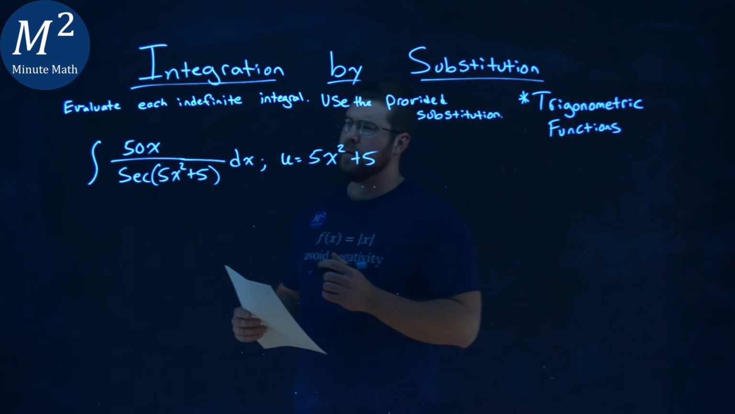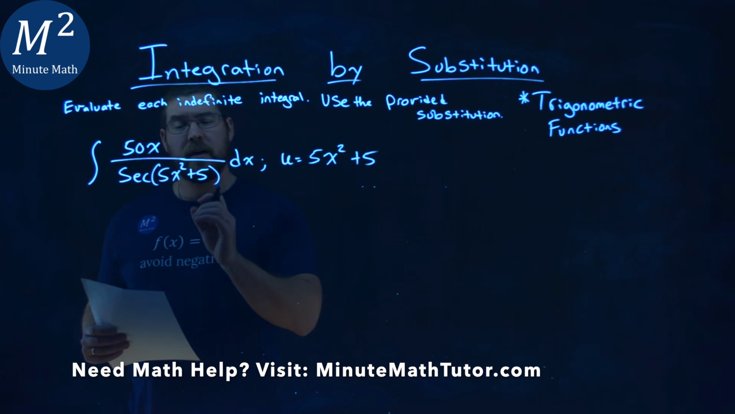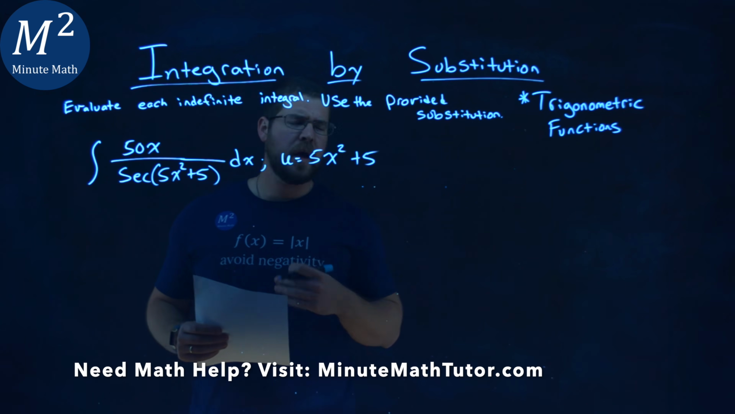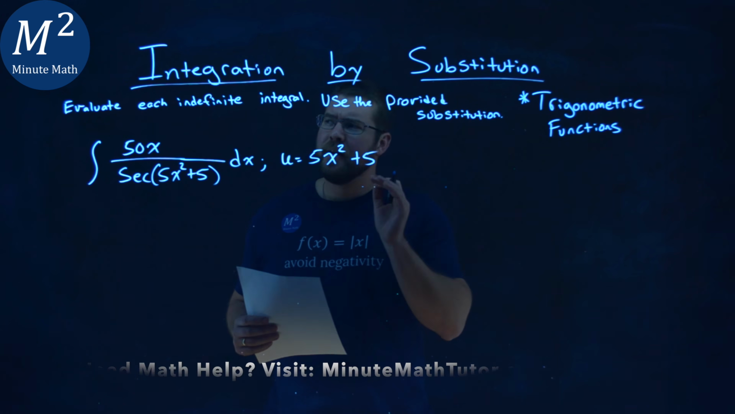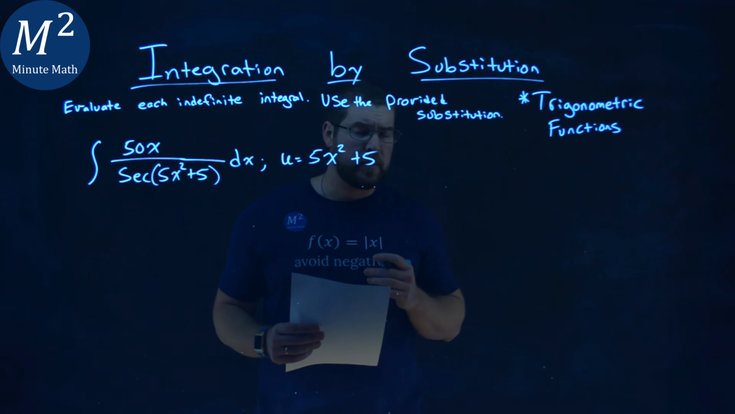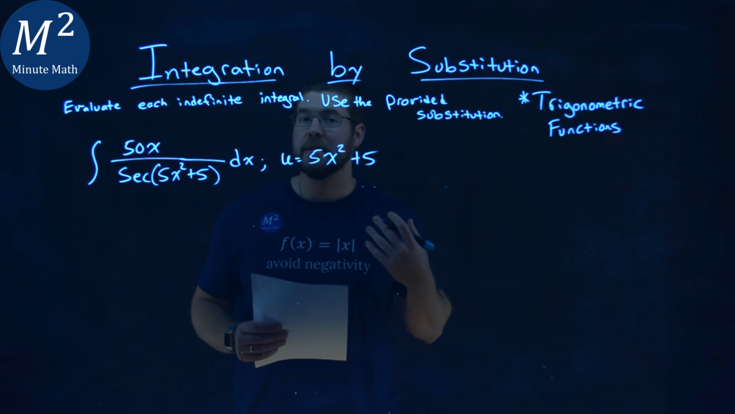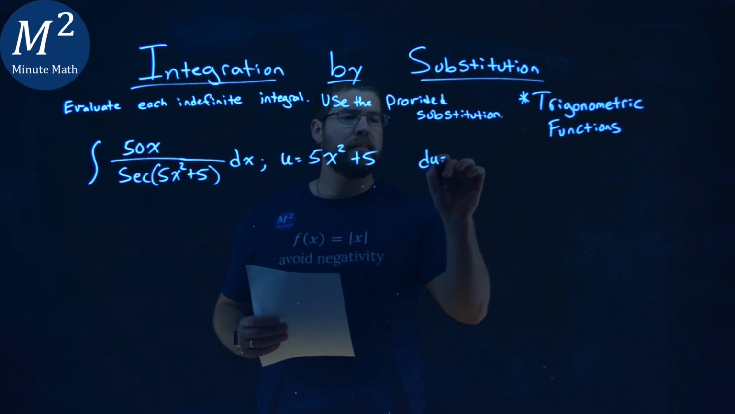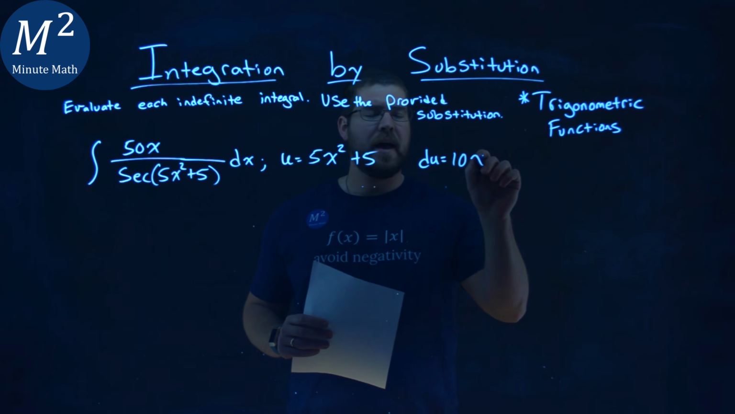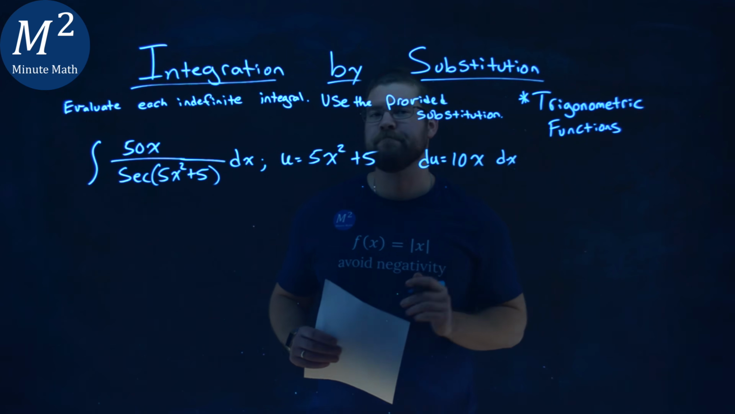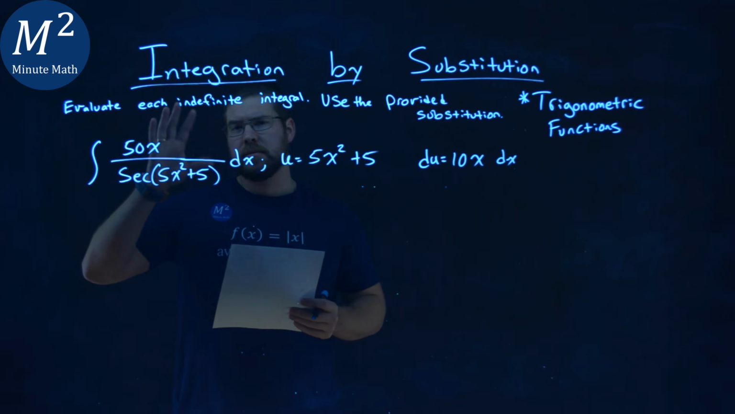We're given this problem right here, the integral of 50x over the secant of 5x squared plus 5 dx, and we're given a u value of 5x squared plus 5, and we need to evaluate this indefinite integral. Now we're given a u value already here, so let's go find our du value. du here is equal to the derivative, 2 comes down times 5, that's 10x dx. That's it.